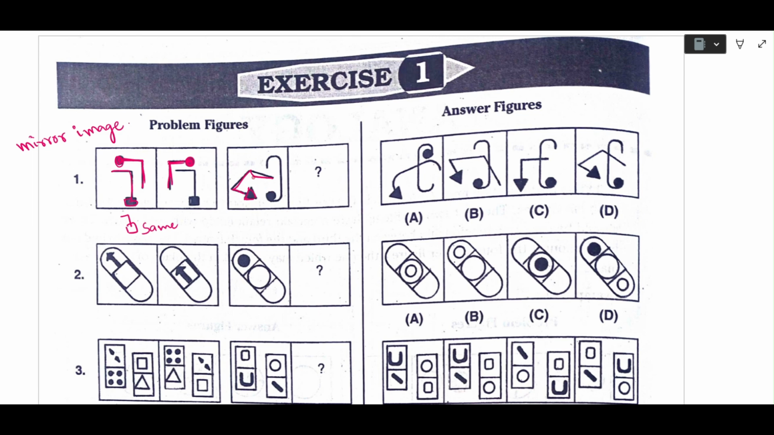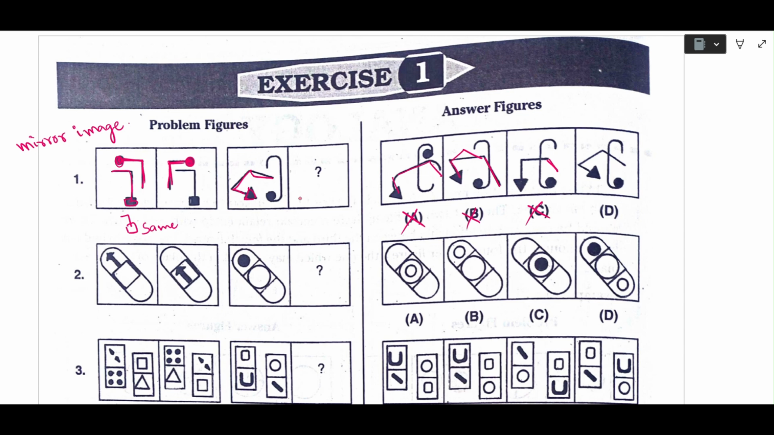So see, this symbol is not the same here, it is not matching, so we will be eliminating option A. And in this second option also, this line is somewhat long and the direction should be like this, but it is in a different direction, so B is also eliminated. And here we are missing one more line, so we are eliminating C as well. So the last option is D.